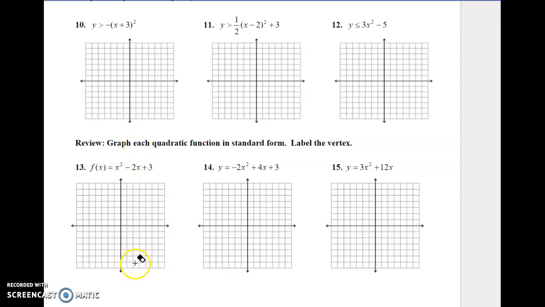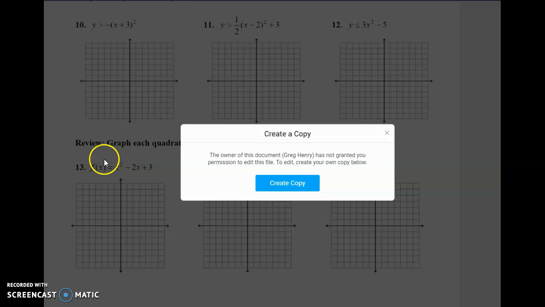So this one, 13 through 15, they want you to graph it in standard form and label the vertex. So you have choices. I'll do 2 different ways. So let's do factoring. So this would be x minus 3x plus 1, except negative 3 times 1 does not give you that. So this does not factor. So we have to use the, I forgot.